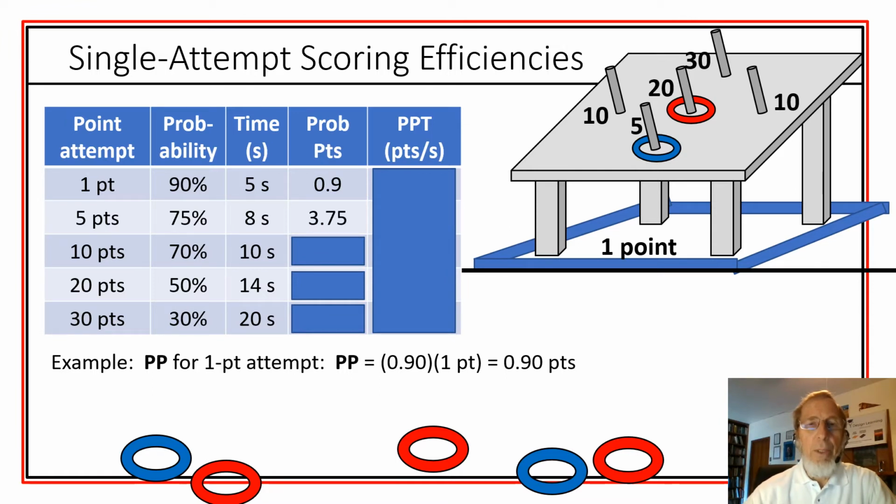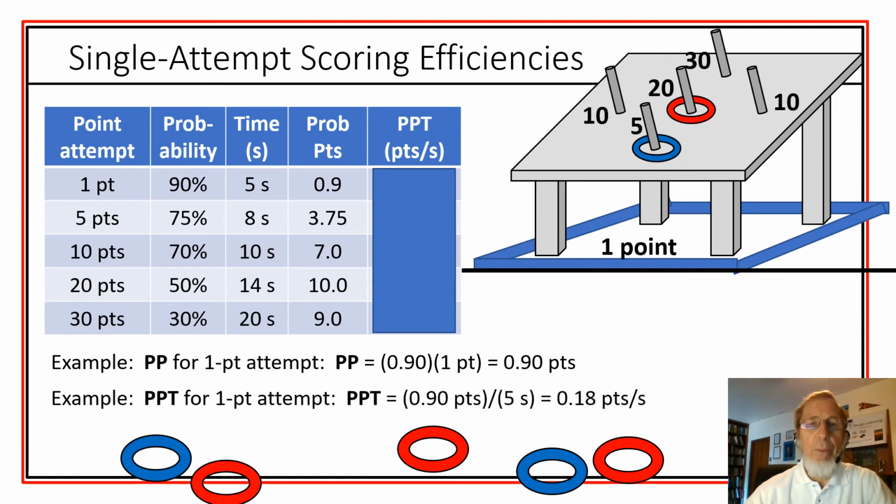We similarly could calculate the probable points for the 5-point score, 10-point score, 20-point score, 30-point score. So on average, those are the number of points if we try scoring those different pegs. What about the probable points per unit time?